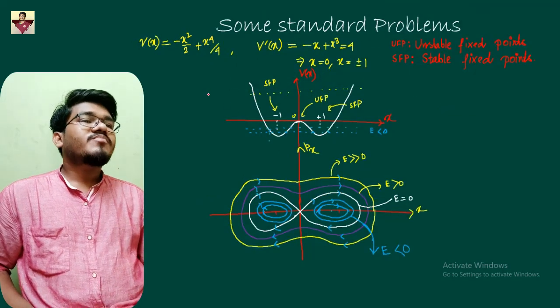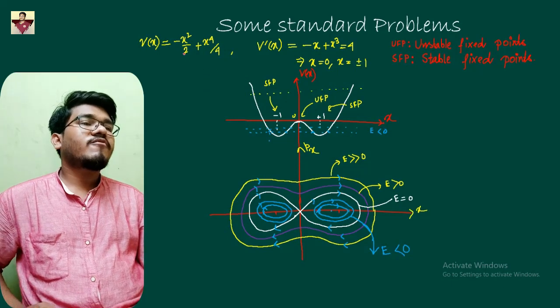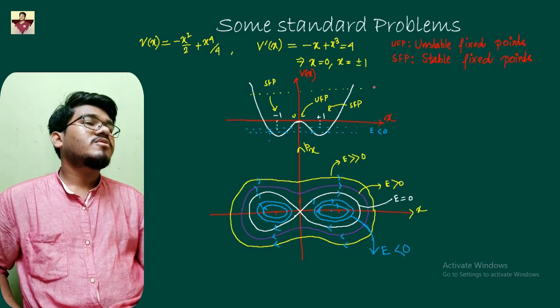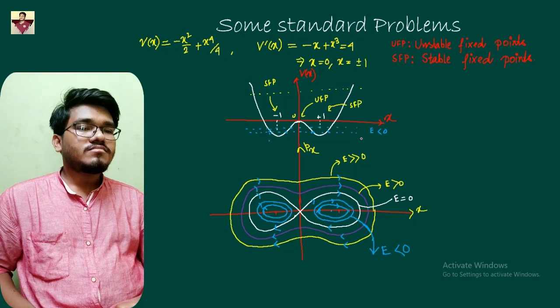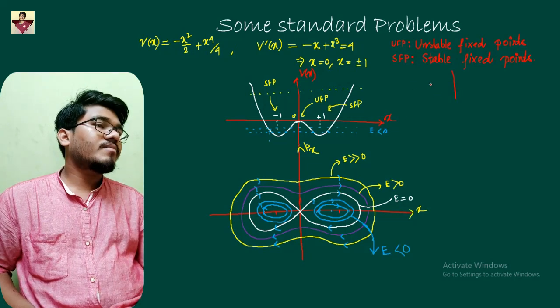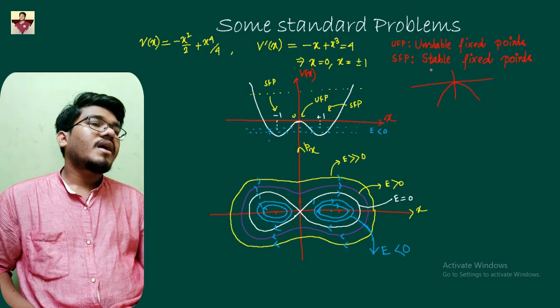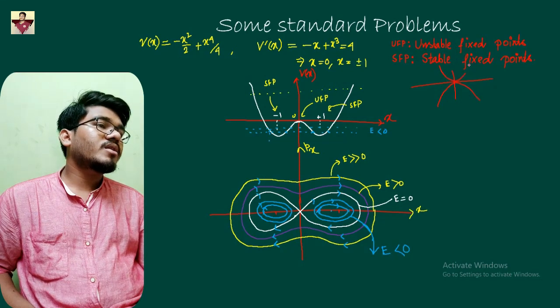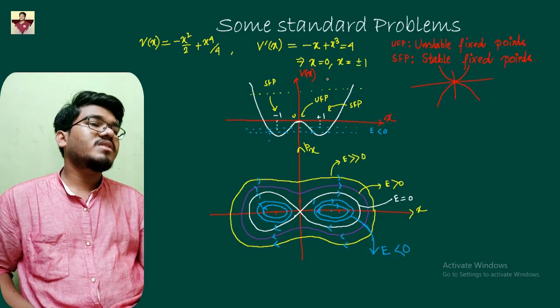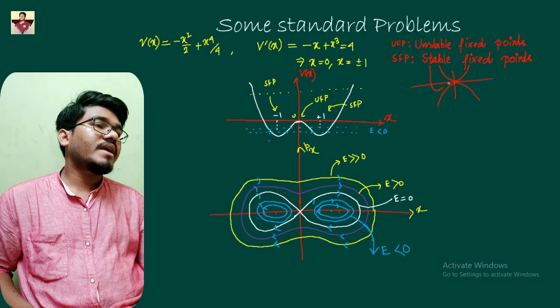Now here is also interesting potential. It is the overlap of x^4/4 and -x^2/2. So if you draw -x^2/2, it will look like this, and x^4/4 will look like this. So this curve, this V(x), will be somewhere between x^2/2 and x^4/4. That's why it will be like this.